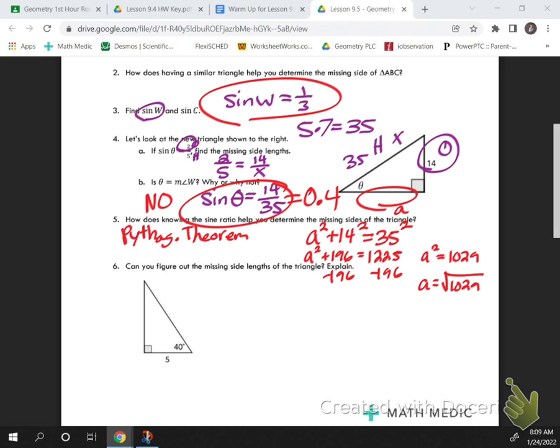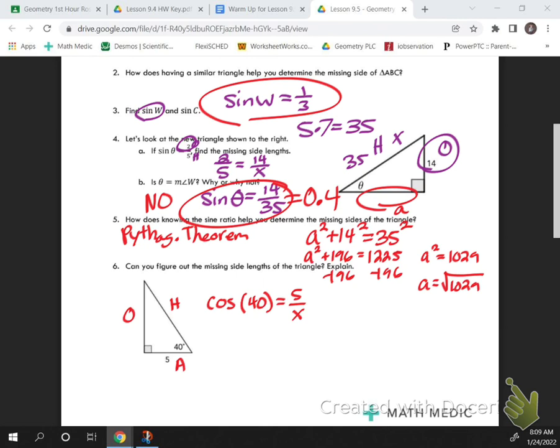Number 6. Can you figure it out? You've got 40. What is this side? This would be the opposite. This would be the hypotenuse. So this would be adjacent, right? You could set up a couple different equations. You could say the cosine of 40 equals 5 over unknown, right? Is there another equation you could set up?